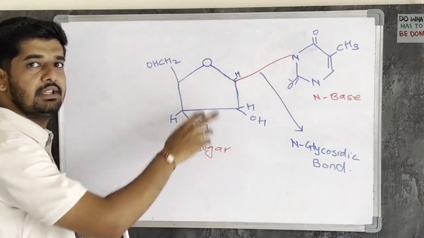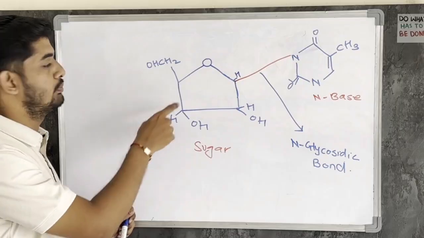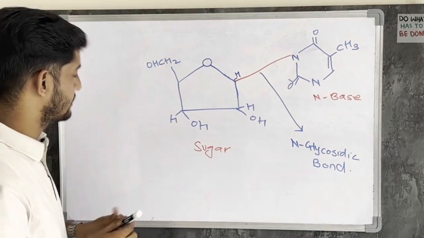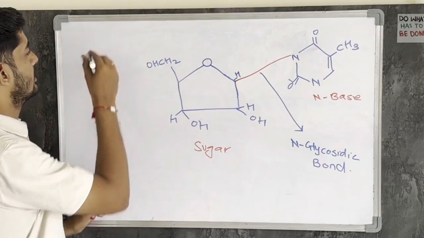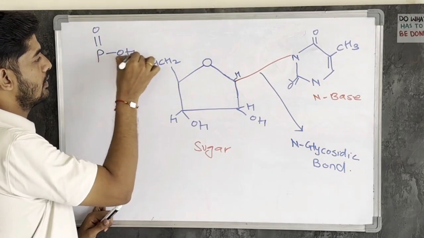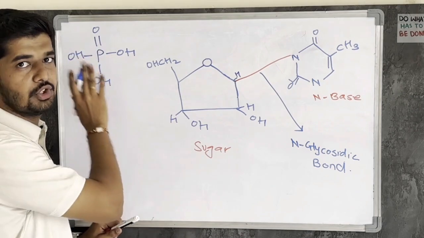Now in this nucleotide, when there is addition of the phosphate group, our nucleotide will be formed. Now let's see how the bond between the sugar molecule and the phosphate group is formed. So this is our phosphate, double bond O, OH, OH and OH. This is the structure of phosphate group.